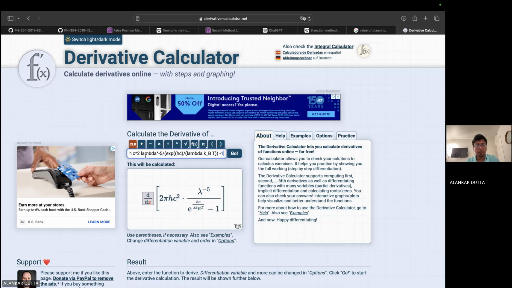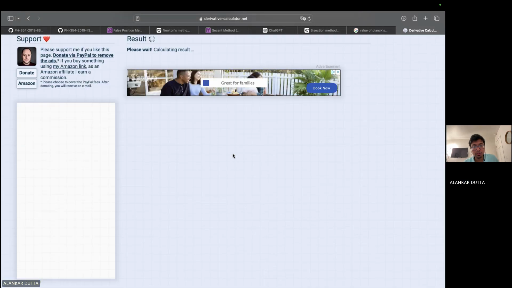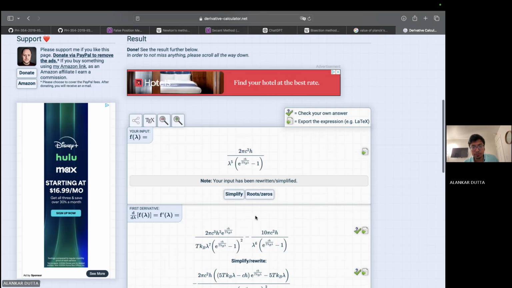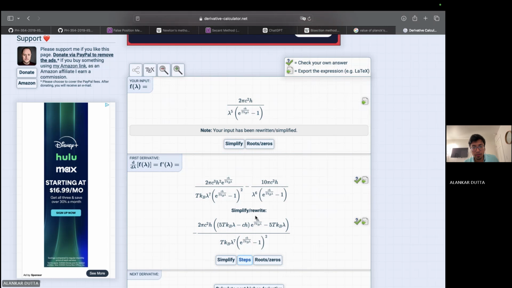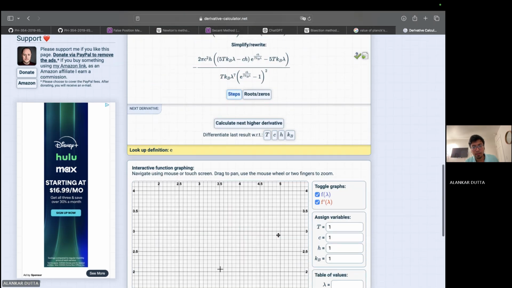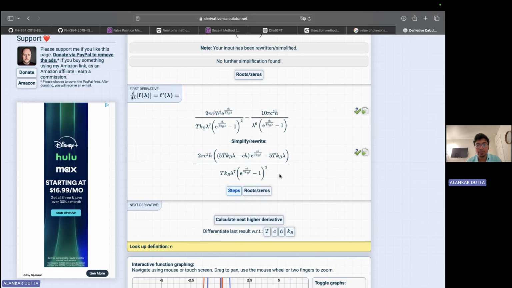minus 1, right? And here the entire thing should be in this, and then this is with respect to lambda, is what we want to do, and we hit go just to get the result of this. We can simplify this. And here it is.